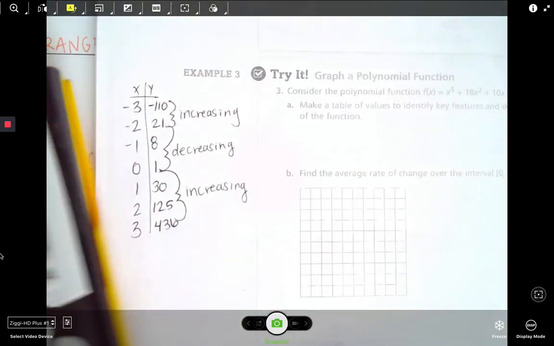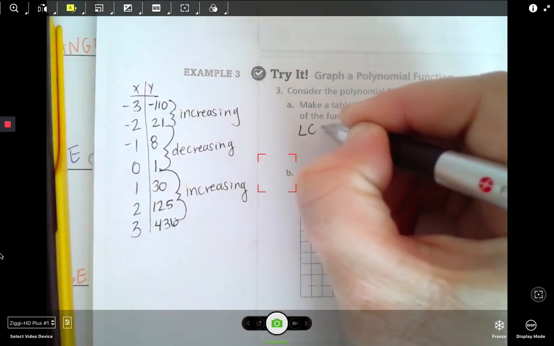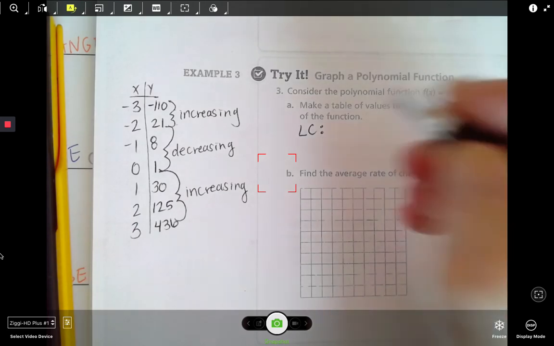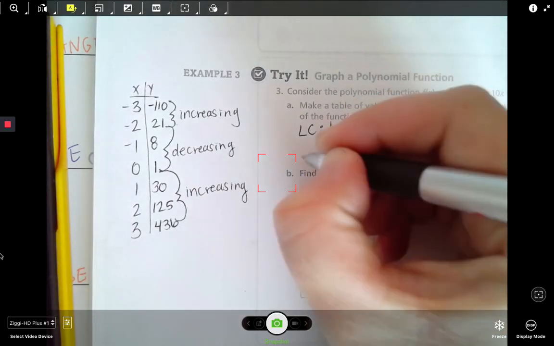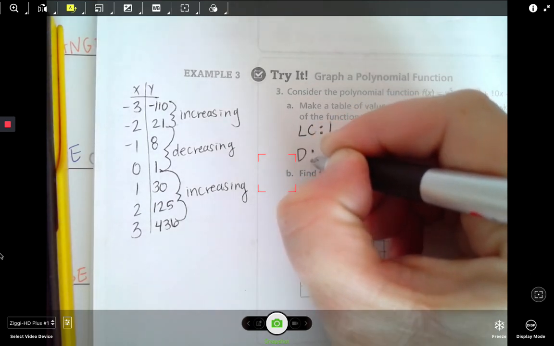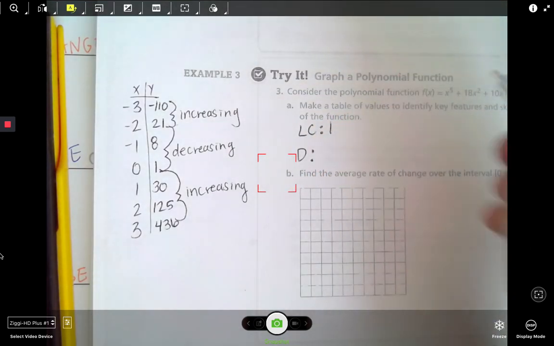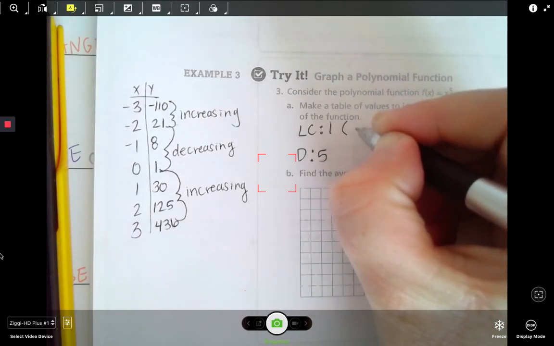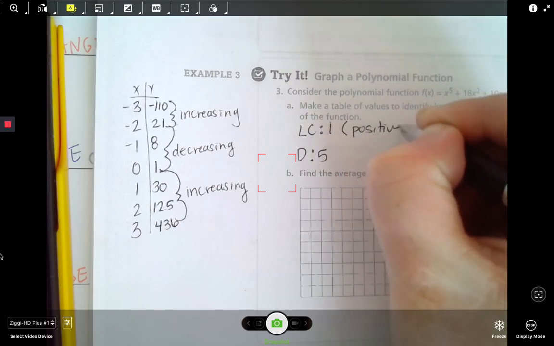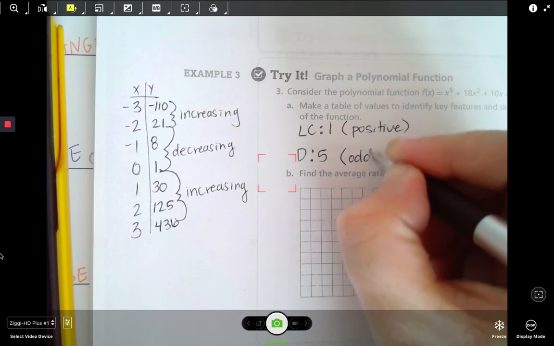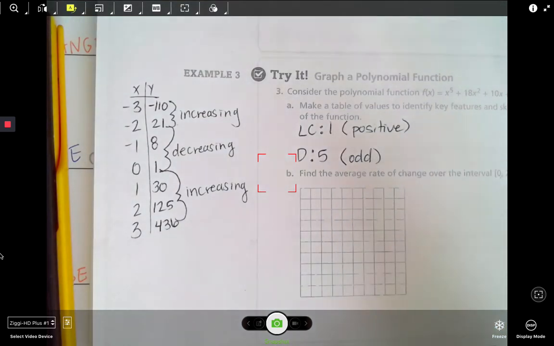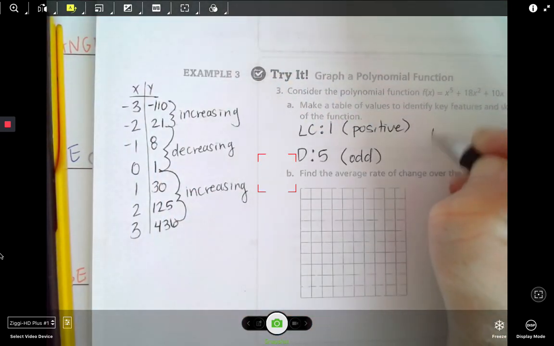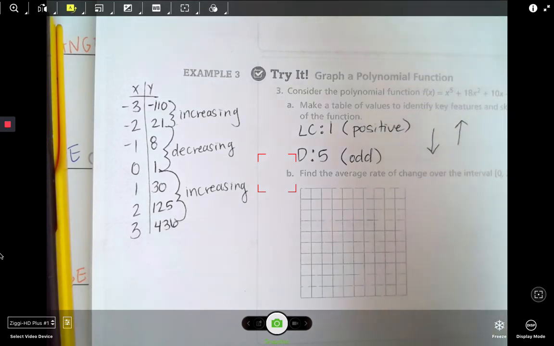All right, just by looking at this equation, what's our leading coefficient? Our leading coefficient is, what did you say? 1 is right. Our degree is 5. So this is a positive leading coefficient, and our degree is odd. So what that tells me is I'm going positive odd. If we go back up to example 2, that tells me I'm going to start down and end up, right?